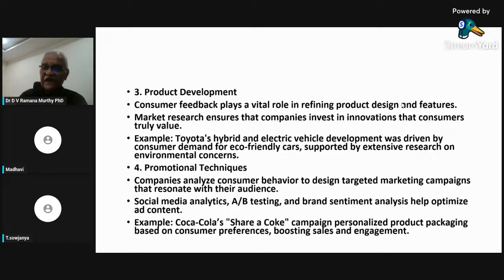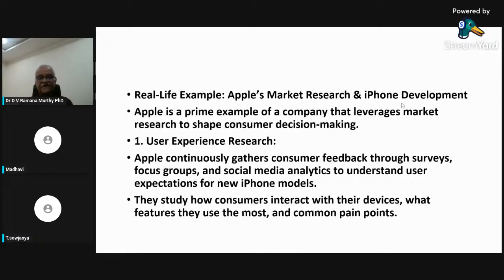So they design targeted marketing campaigns like advertising. Advertising is nothing but a pre-sale effort. What is that? It's a pre-sale effort. Before the customer walks into the retail outlet, it must be sold in the mind of the consumers. So that's why many companies use these advertising strategies.